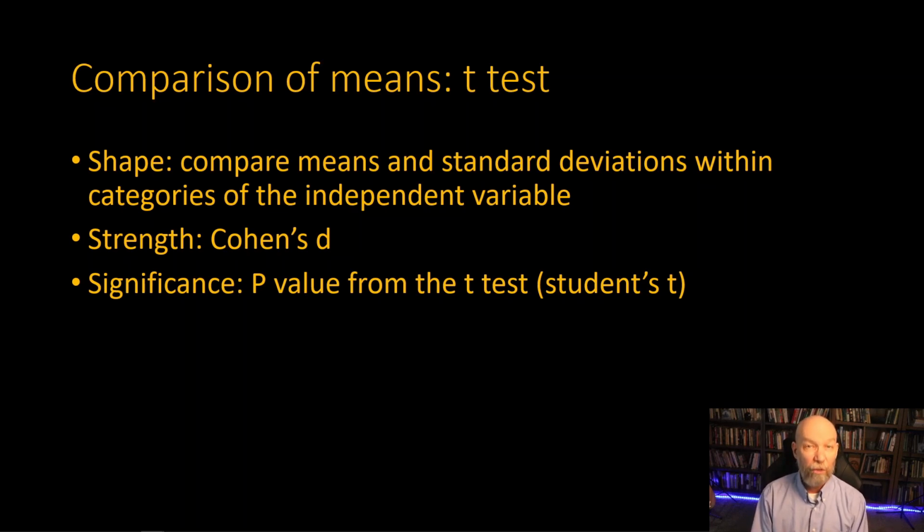You're going to look at the shape by looking at the means and standard deviations within categories of the independent variable. So if we're comparing men to women, and we're looking at their GPAs or whatever, then when we look at the men's GPA, we'll look at the mean and standard deviation for GPA for men, and we'll compare that to the mean and the standard deviation for women. So we're looking at the means and standard deviations within the categories of the independent variable.